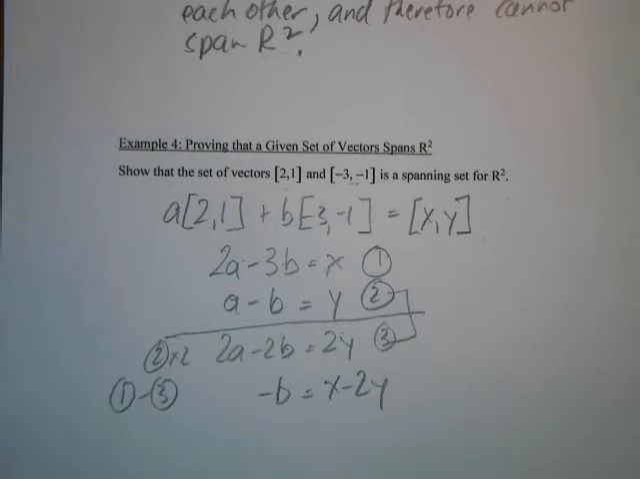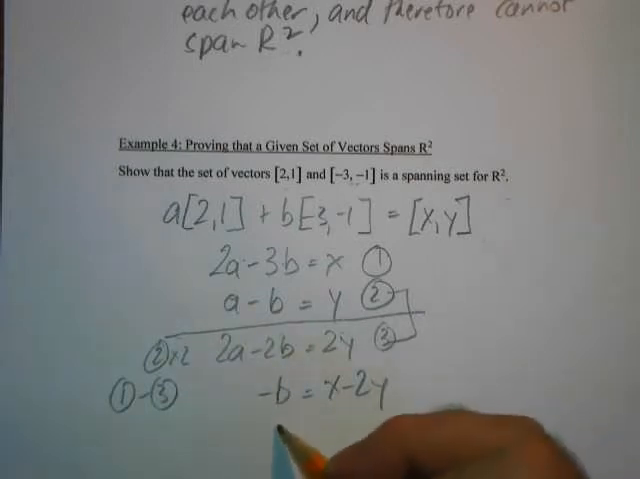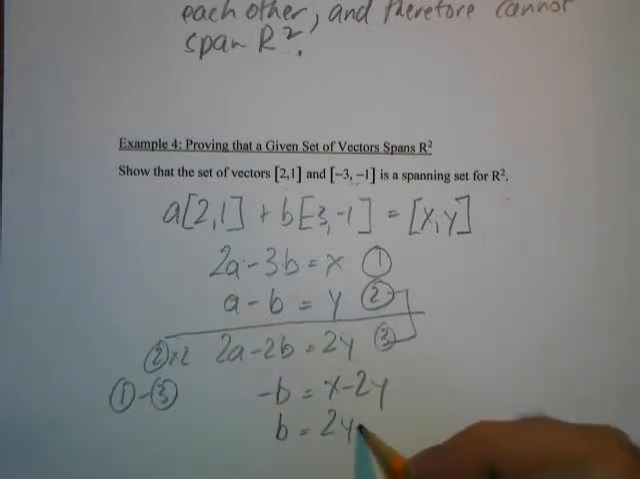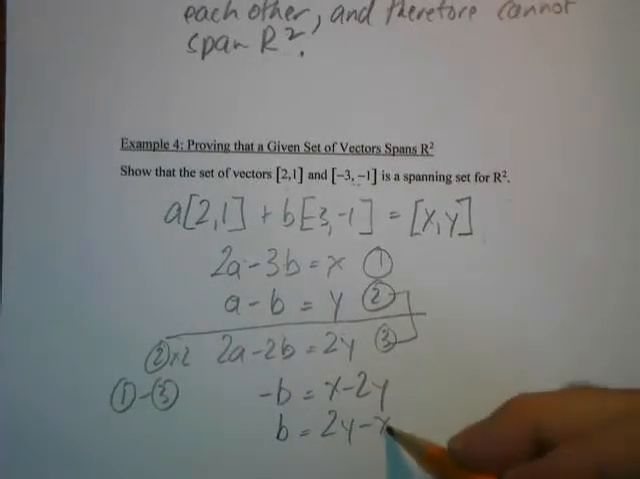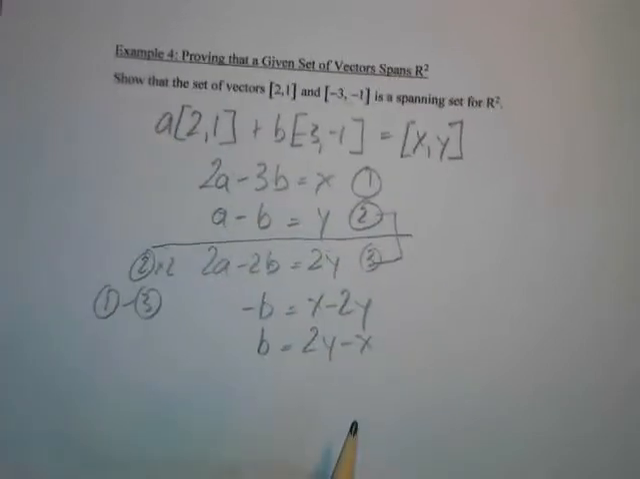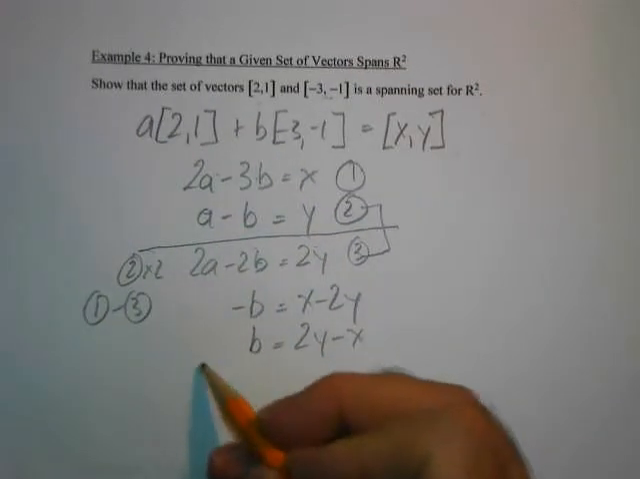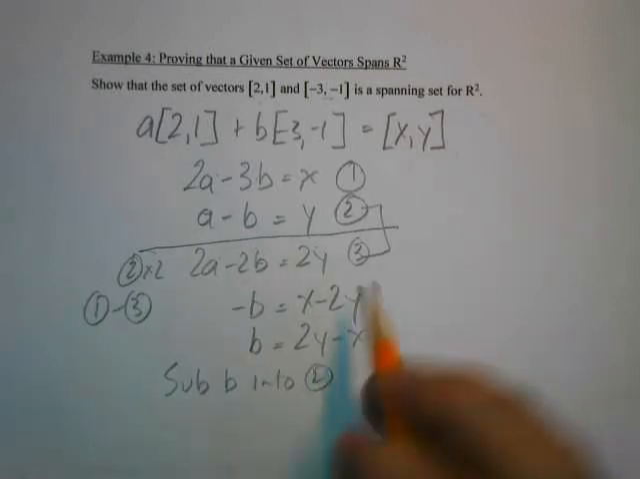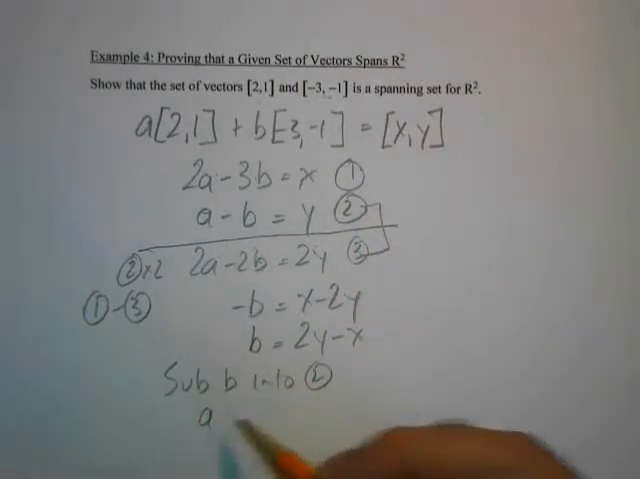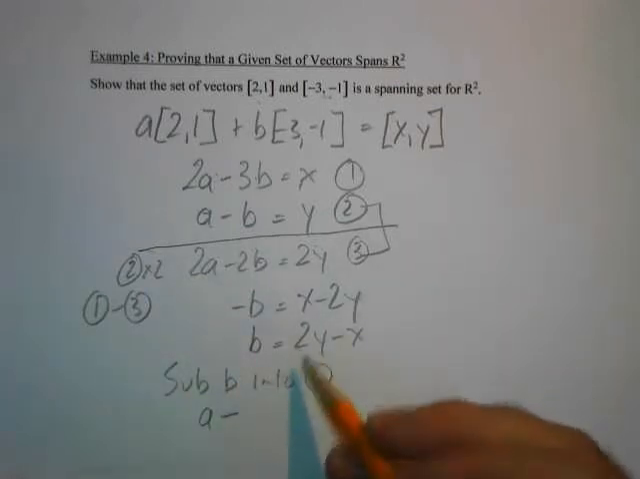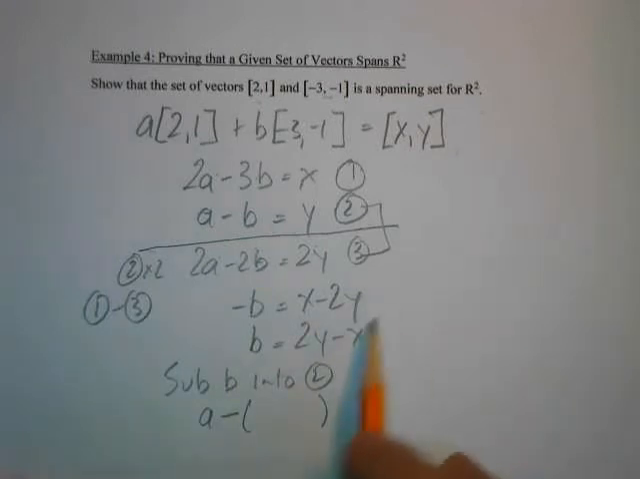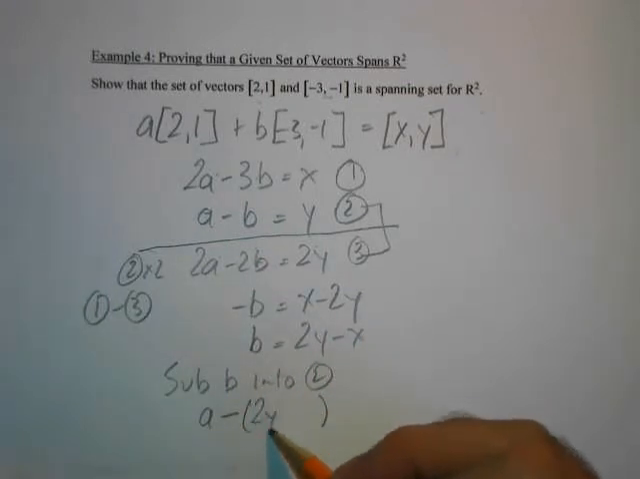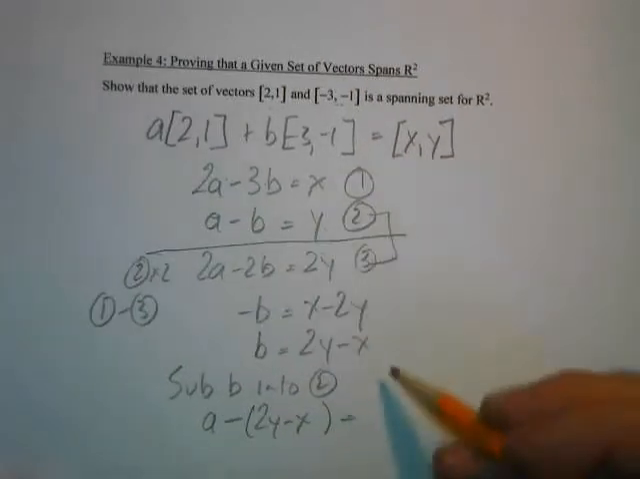Okay, now if I want b by itself, I'll just multiply everything by negative 1, so that turns into b equals 2y minus x. And that's the first equation I want, but I want an equation like this for a, so now I'm going to sub b into equation number 2. So equation number 2 was a minus b, so I'm going to put a set of brackets where b is and plug in what b's actual value is. 2y minus x is equal to y.